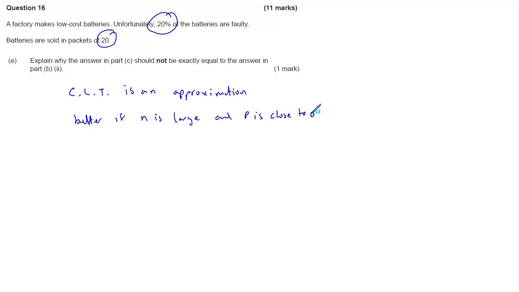Explain why the answer in part C should not be exactly equal to the answer in part B. Well, the CLT is an approximation. It's better if n is large, which it wasn't particularly here, and p is close to 0.5, which again it wasn't here. So these are the important facts.